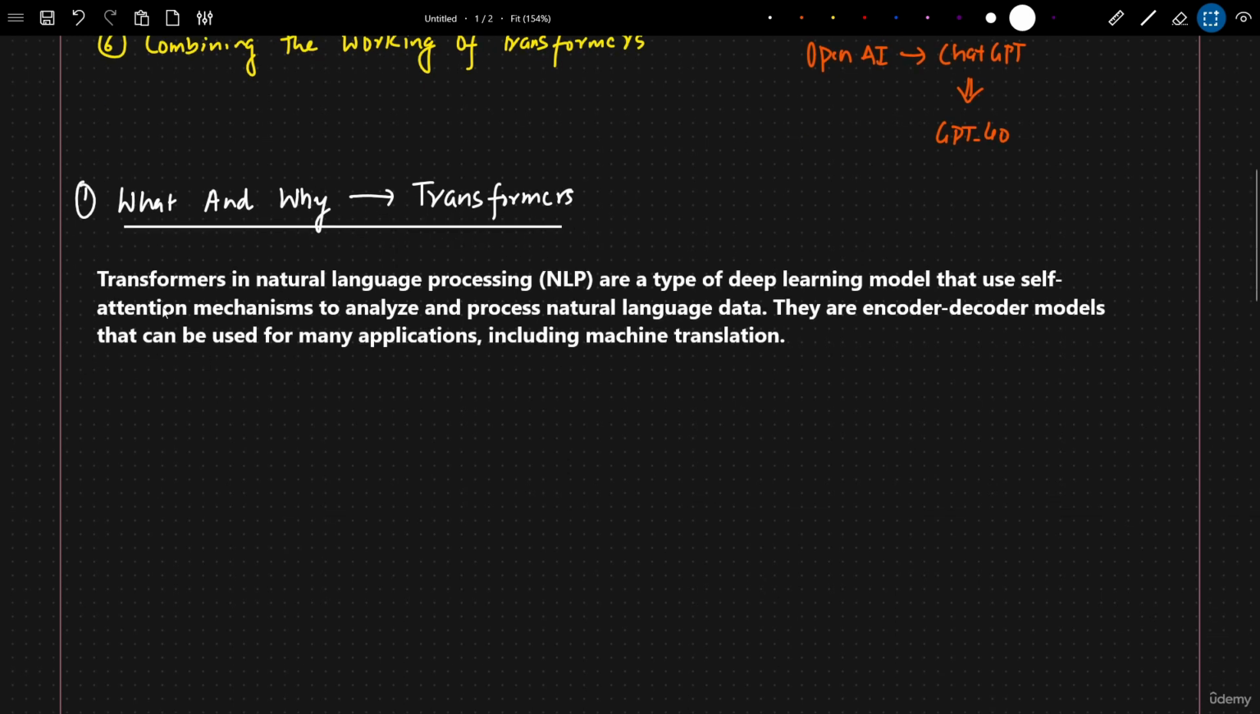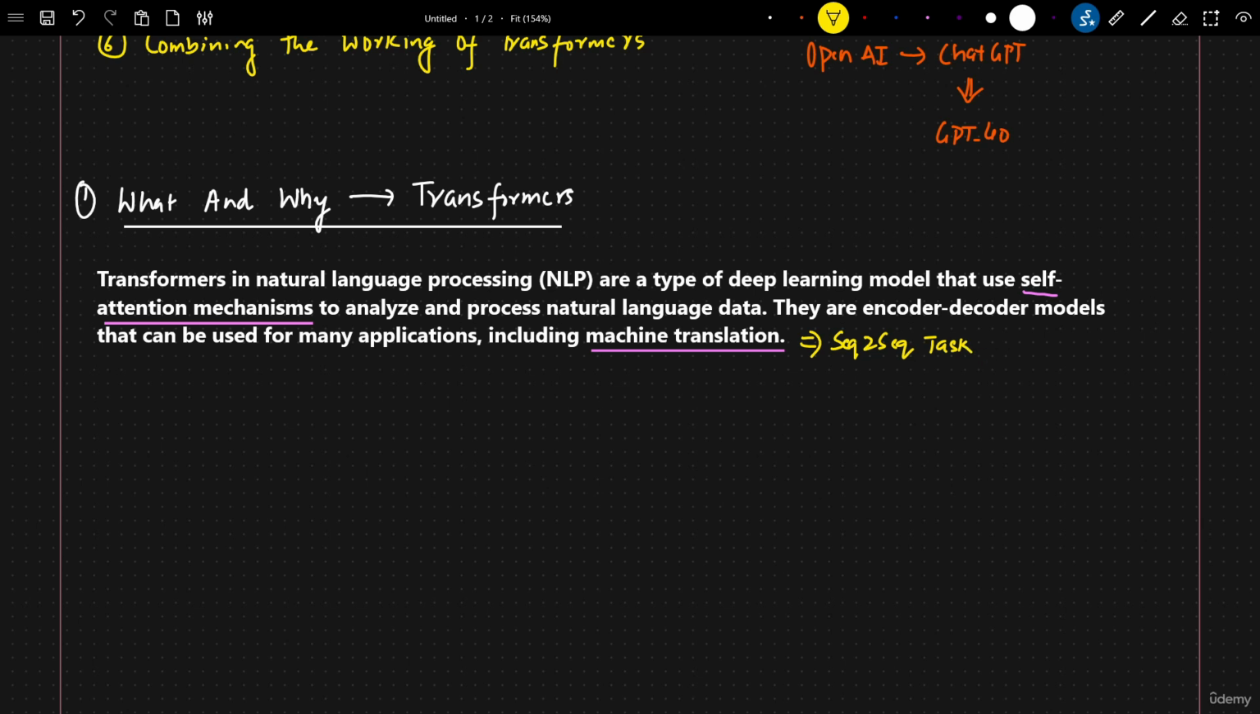If you really just want to understand a simple definition about this particular architecture, transformers in natural language processing are a type of deep learning model that uses self-attention mechanism. Please keep a note of this because this is really important. To analyze and process natural language data, they are encoder-decoder models that can be used for many applications, including machine learning translation. Now, if I talk about machine learning translation, this is specifically something called a sequence-to-sequence task, right?